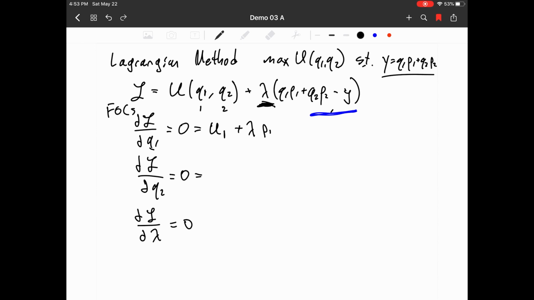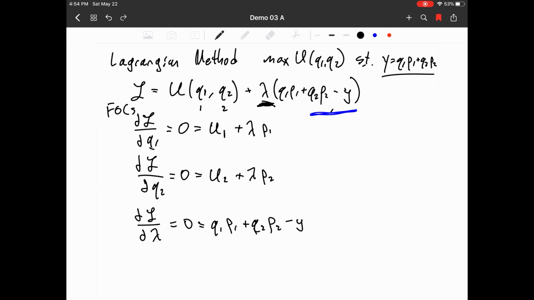So next, we're going to do the same thing, but for q2. It's going to look very similar. So we have the derivative of u with respect to the second argument plus lambda p2. And thirdly, we're just left with the budget constraint. So this is q1 p1 plus q2 p2 minus y. And then, of course, you can rearrange this.